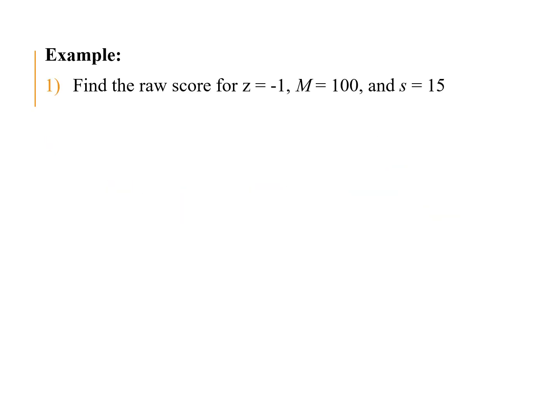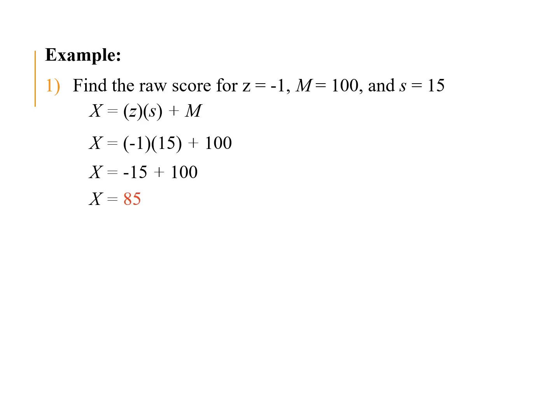So let's try this problem. We have a z-score of -1, a sample mean of 100, and a sample standard deviation of 15. Using that sample notation, we just plug in the numbers, and that gives us -1 times 15 plus 100. Simplifying this, we have -15 plus 100, which is 85. So our raw score is 85.